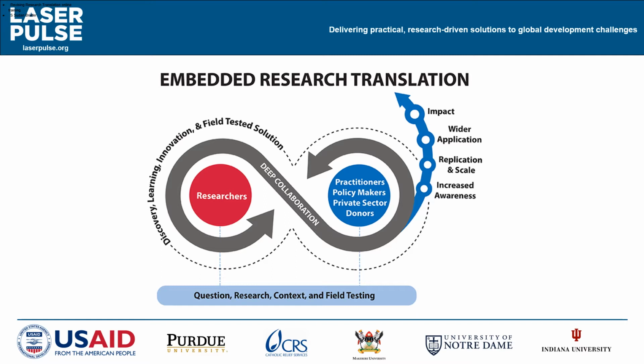Once the team has established a field-tested solution, they can then engage other, sometimes new, partners in dissemination. These steps in the upper right include increased awareness, replication and scale of the solution, wider application, and eventually large-scale impact.